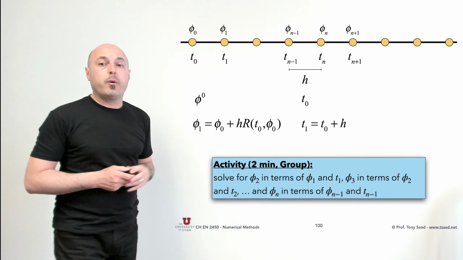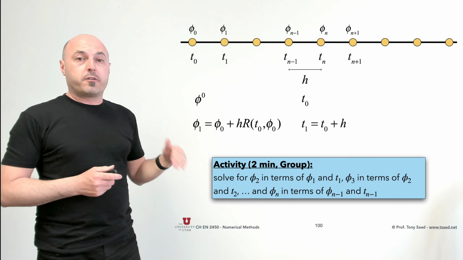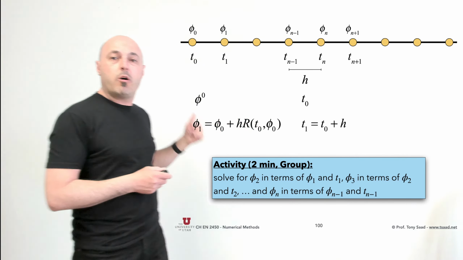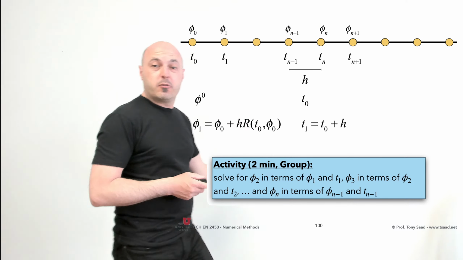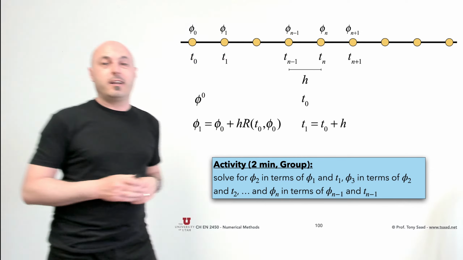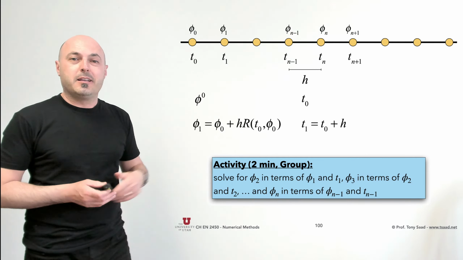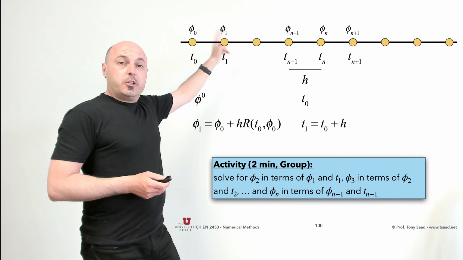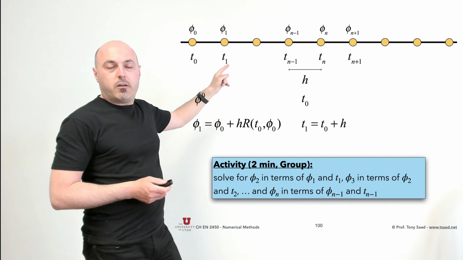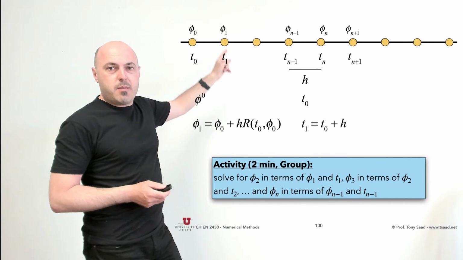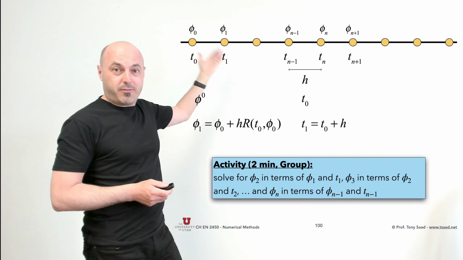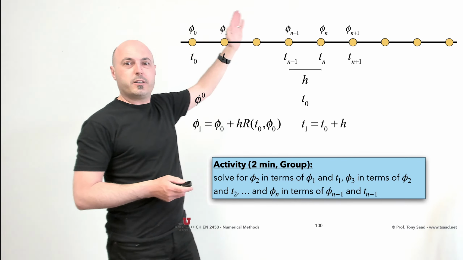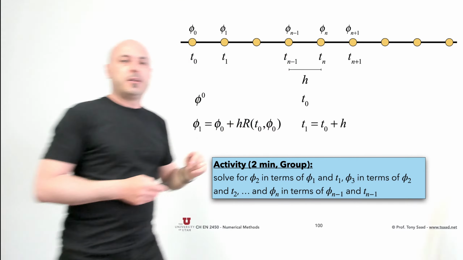All right, so now go ahead and take a moment and solve for phi2 in terms of phi1 and t1, phi3 in terms of phi2, and so on, all the way to the end, for phi-n in terms of phi-n minus 1 and t-n minus 1. Simply apply this formula again. Now you are at phi1, you know phi1, you know t1. Now apply the same formula, the governing equation, at this point, use forward difference to predict phi2, and so on.